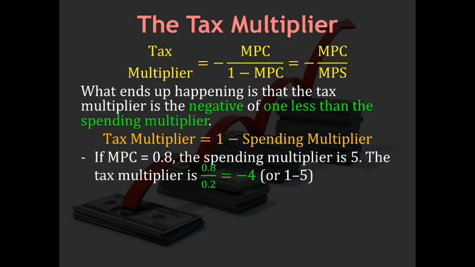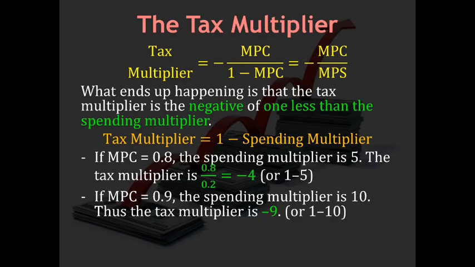So if MPC is 0.8, the spending multiplier is 5, 1 over 0.2. The tax multiplier is MPC over MPS, the negative of that, which is negative 4. Or, you will notice that's equal to 1 minus 5. If MPC is 0.9, the spending multiplier is 10. So the tax multiplier is negative 9, because negative 9 is 1 minus 10. So that's how the tax multiplier works.